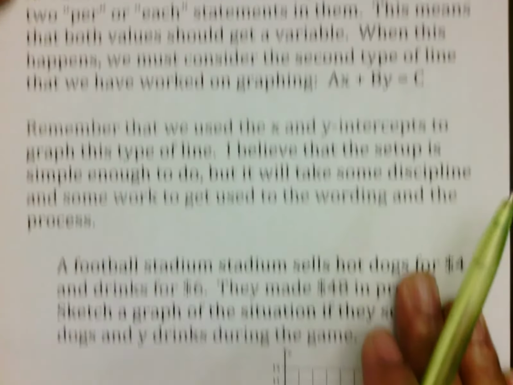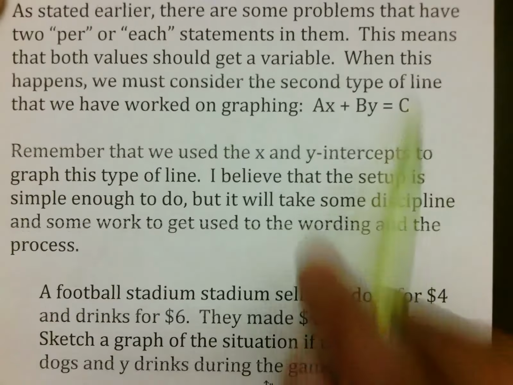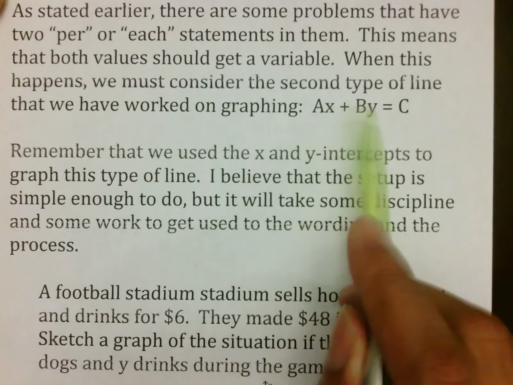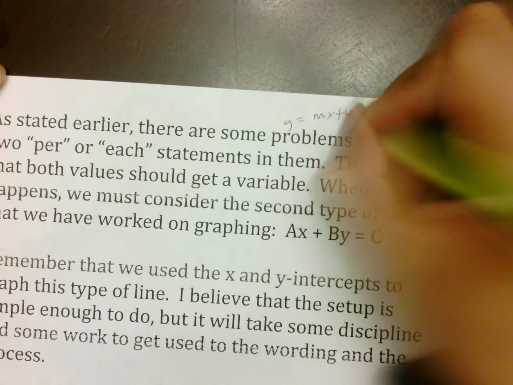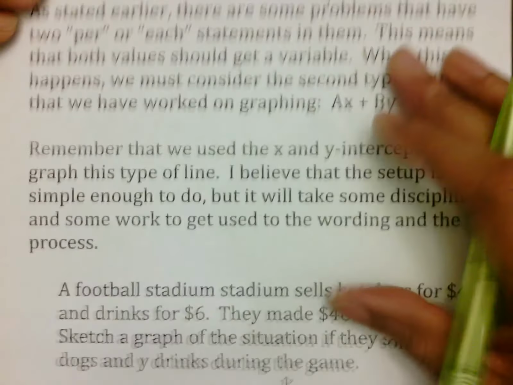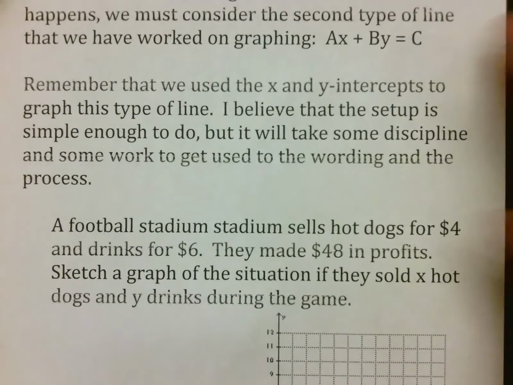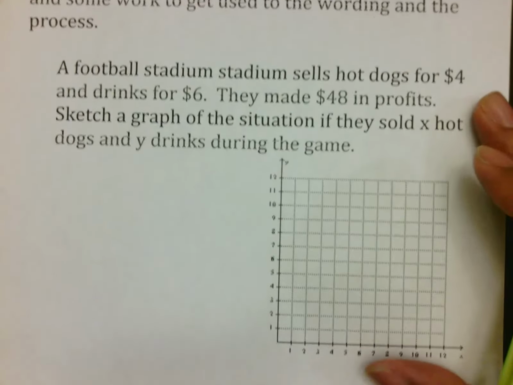So again, make sure you jot that down for yourself. If you have two eaches or two pers, it's going to look like that. If you have one each or per, it's going to look like this. So again, that's the difference between the two problems. Again, remember that we use the x and y intercepts to graph this type of line. I think the setup is simple enough to do, but again, it's just going to take some discipline and some work to get used to the wording and the process. So again, let's just get right to it and see what we can do.